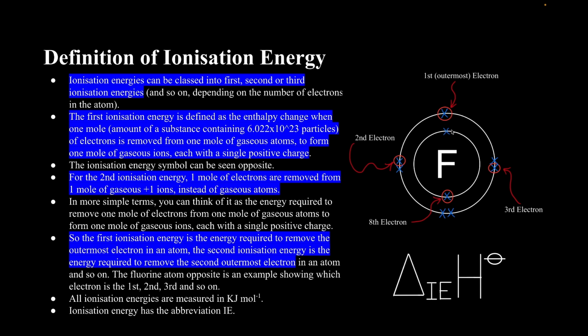In the case of this fluorine atom here, it would be this electron. The second ionization energy is the energy required to remove the second outermost electron, i.e. this one. And the third ionization energy would be the energy required to remove the third outermost electron from the atom, which in this case would be this one. When it comes to deciding the first, second, third, or fourth outermost electrons using a simple dot and cross diagram, don't worry about which electron on the outermost shell you pick as the outermost electron.